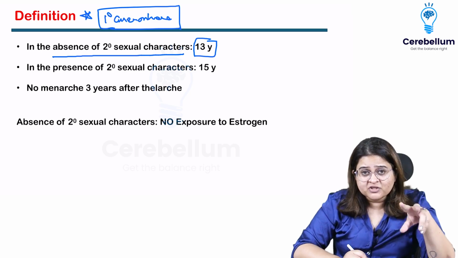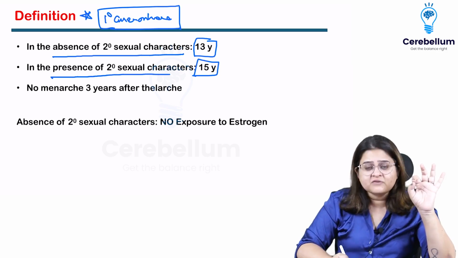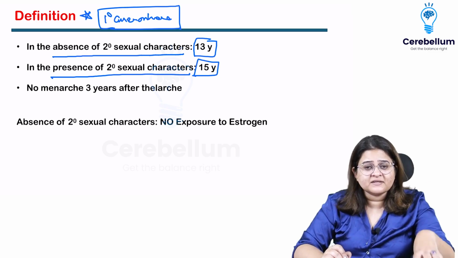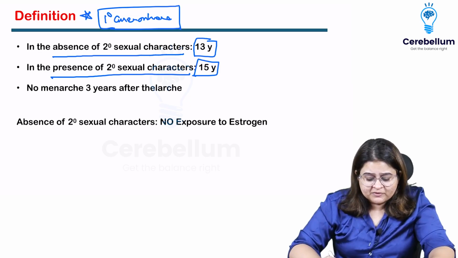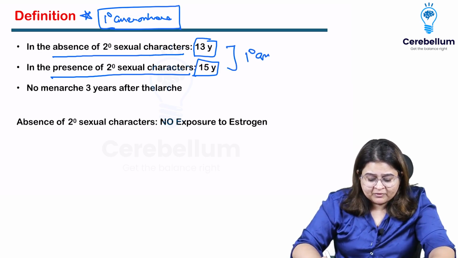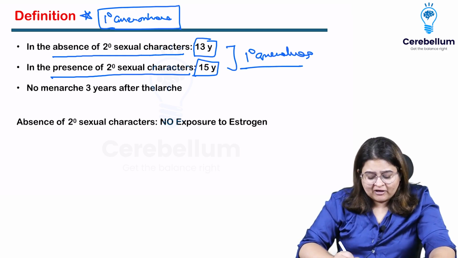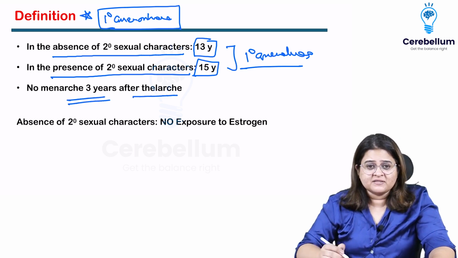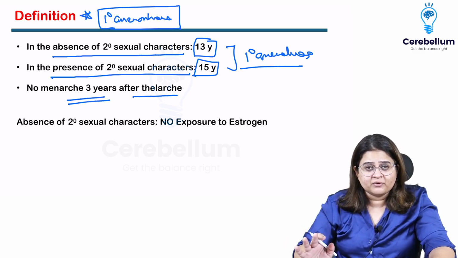So the second definition is, if she comes back now at 15 years, and in the presence of secondary sexual characters, that means pubarche and thelarche are there, but she has now turned 15 and still no period, this is when you say it is primary amenorrhea. A third definition was recently added, and I've told you this: if after thelarche, breast development has started, but 3 years have passed since and no signs of menarche, it is again a definition of primary amenorrhea.